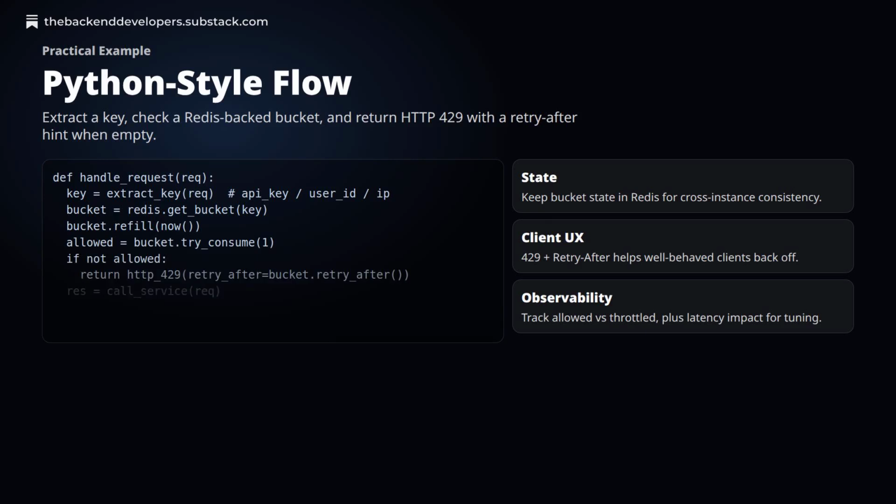A practical Python-style flow looks like this. Extract a key, fetch a bucket from Redis, refill based on time, consume a token, and if it's empty, return a 429 with a retry after hint. Keep everything observable: counts, drops, and latency impact.